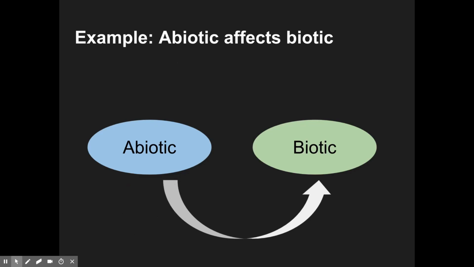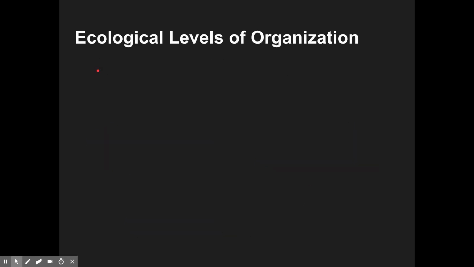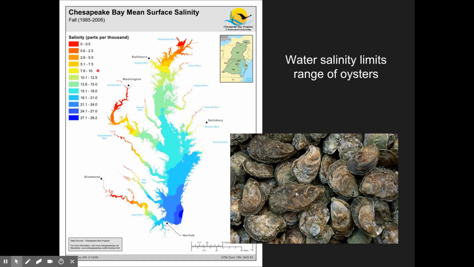So one example of how the abiotic environment affects the biotic environment is the effect of water salinity on oysters. So oysters require salinity, or saltiness, of about 8 parts per thousand. So if you look at this key over here, you see that that corresponds to this yellow color. So oysters require water that's somewhere between the colors of yellow and blue. So that's a good example of how the abiotic environment, or the saltiness or salinity of water, has an effect on the biotic environment or the range of oysters.